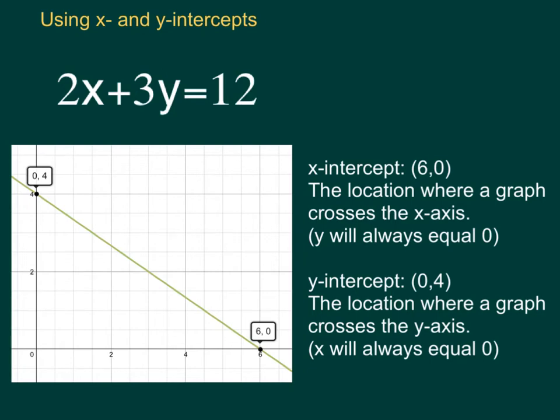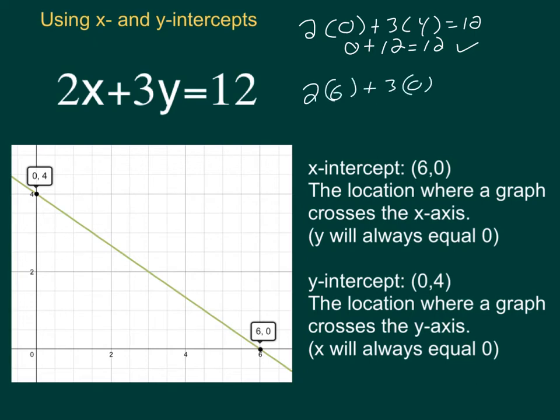The way that we know that this is right is we can plug in each of those points into the equation and we'll see that it's true. For example, if I plug in the y-intercept, I have 2 times 0 plus 3 times 4 equals 12. And we'll see very quickly that that's 0 plus 12 equals 12, which is right. Same thing would be true if I plugged in 6, 0 for x and y, using the x-intercept. We're going to get 2 times 6 plus 3 times 0 is 12, and that's just 12 plus 0 equals 12, which is also correct.